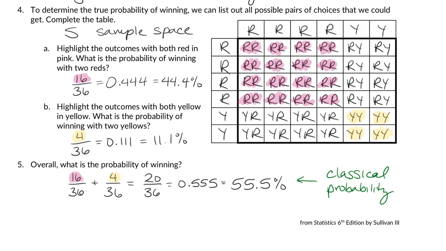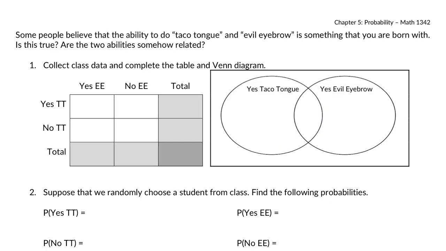Next page, to discover how we can relate probabilities to each other, we're going to do another small survey amongst the class. The survey is this. Some people think that the ability to do taco tongue and evil eyebrow is something that you're just born with. Is this true? Are these abilities somehow related? These are the sort of questions we could ask.